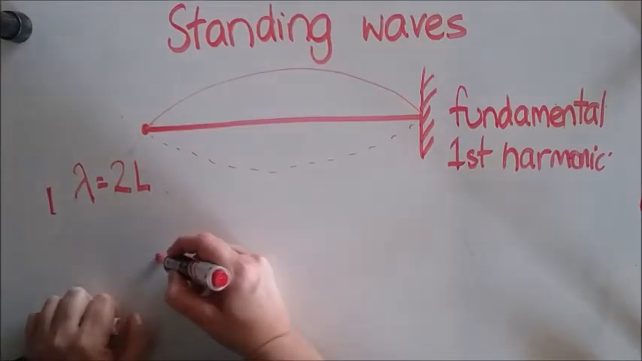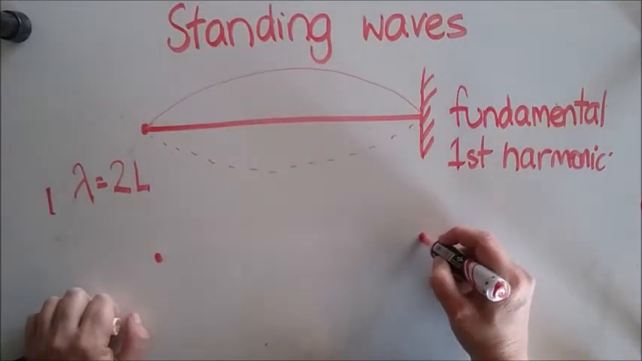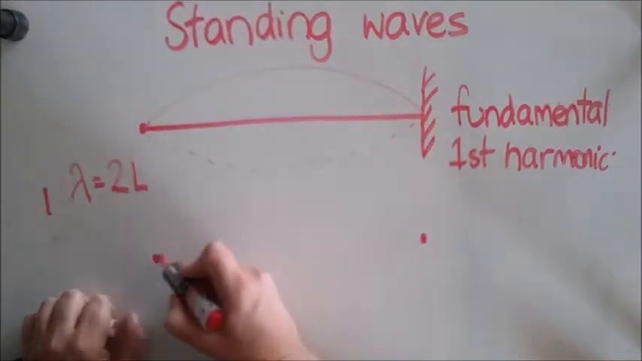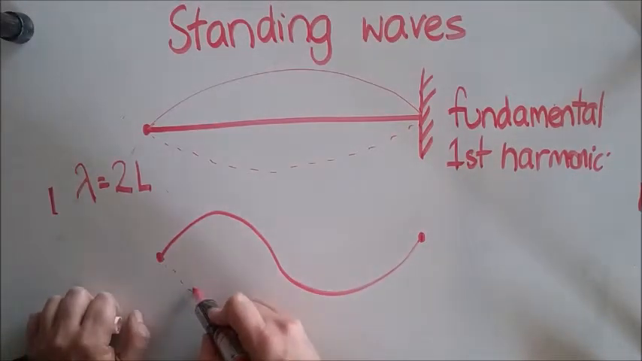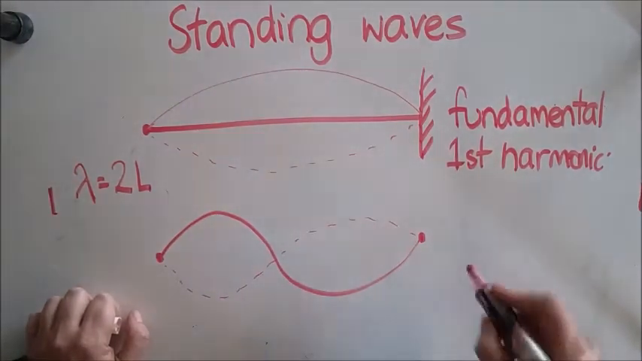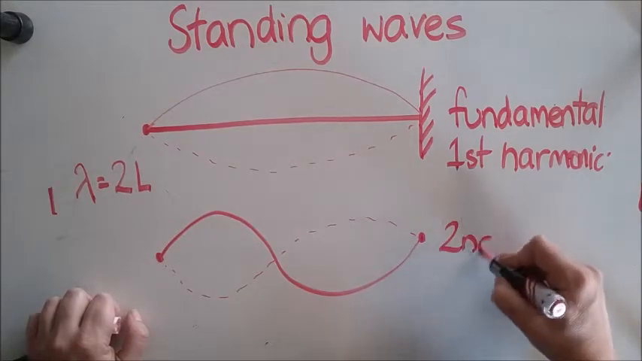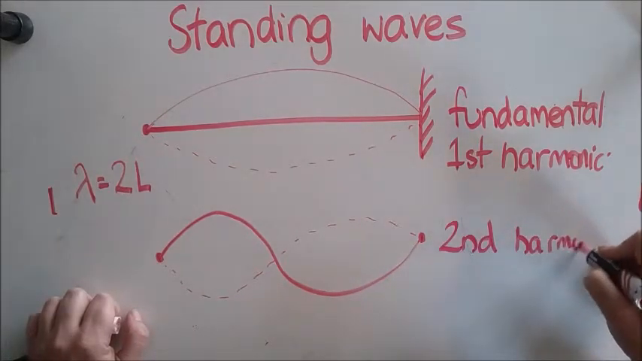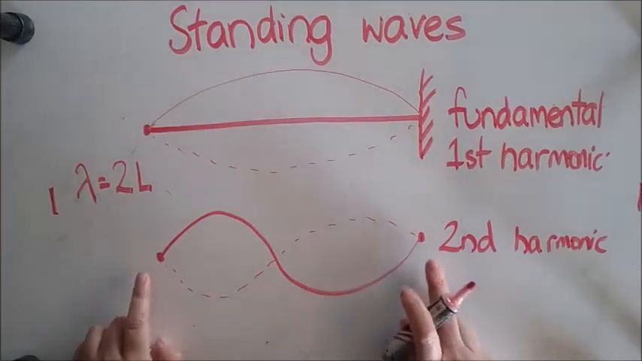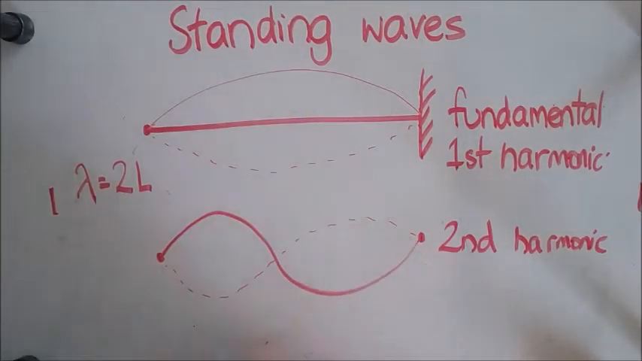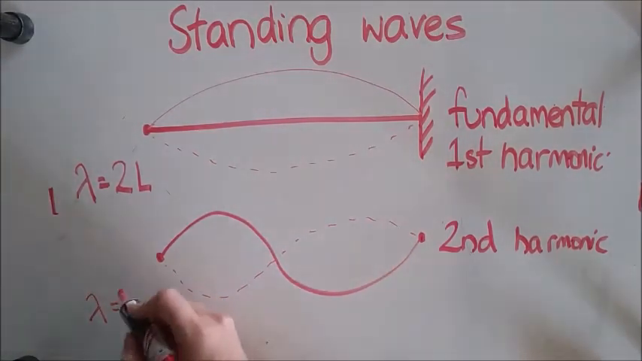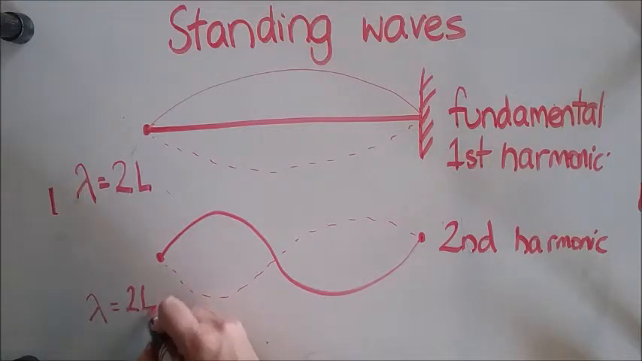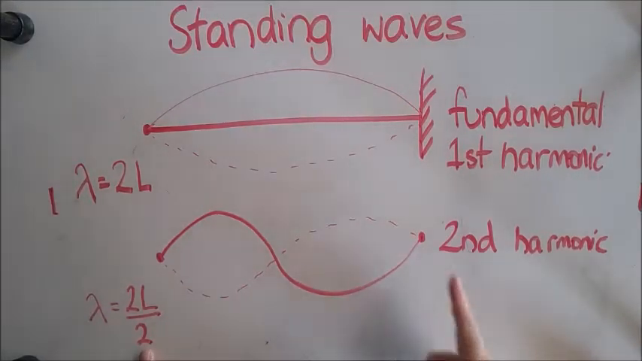Now I'm going to do a second wave, and I'm just going to draw the point this time rather than the wall. Not very good drawing on my part, but we'll roll with it. This is the second harmonic. This is the next most simple wave that can form on the string, since these two points here have to be nodes. And I hope you can agree that in this case, the wavelength is simply the length of the string. But I'm going to write it as 2L over 2. See, second harmonic, and these 2's will cancel out.